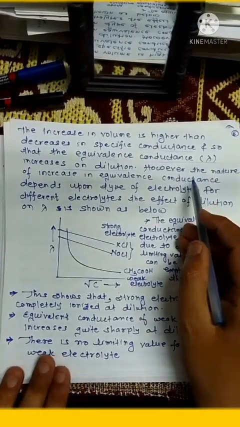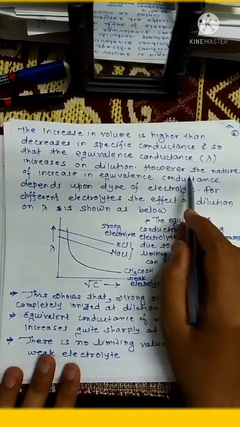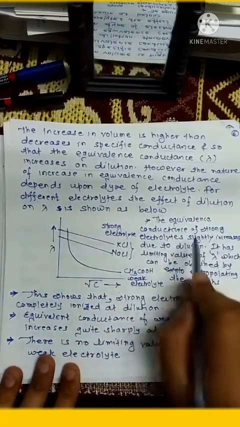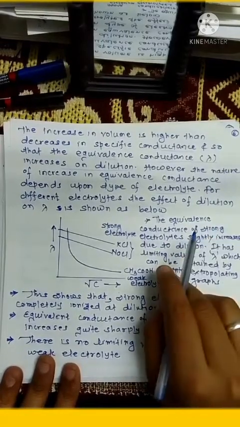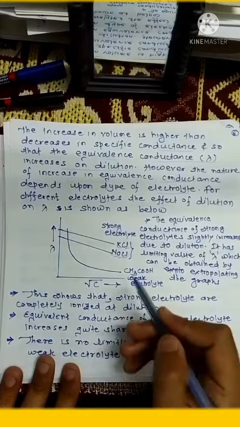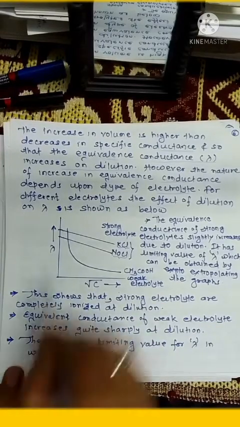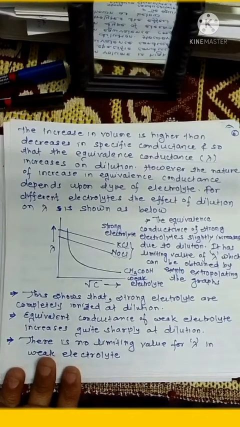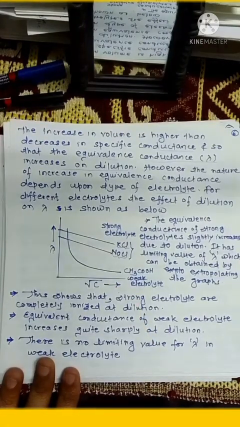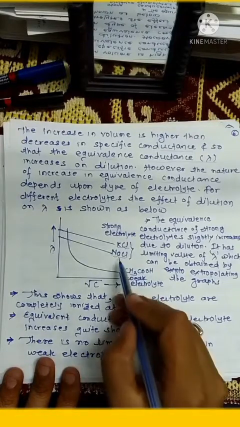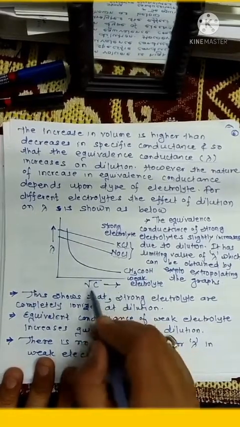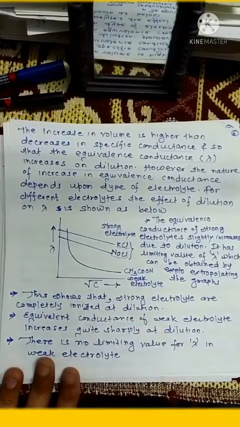Now we have to see the nature of the increase in equivalent conductance. It depends upon the type of electrolyte, because we have two types of electrolyte. One is strong electrolyte, generally KCl, NaCl. Another one is weak electrolyte. This is the graph which shows the overall effect. On the y-axis lambda, that is the equivalent conductance value of strong electrolyte and weak electrolyte, is plotted. On the x-axis the square root of C, that is the square root of concentration, is plotted.